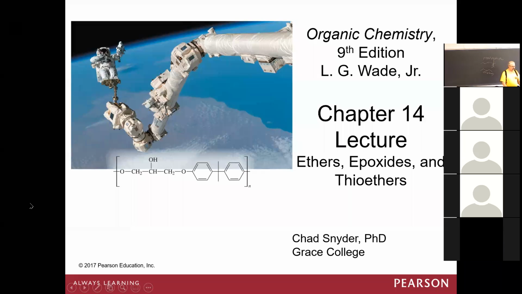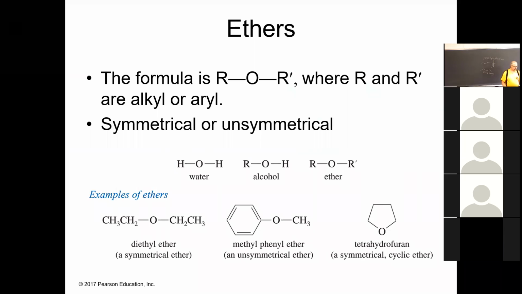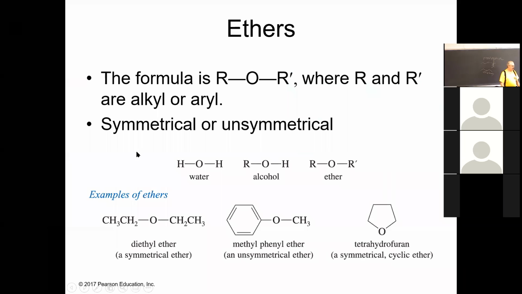All right, ethers, epoxides, and thioethers. The general formula for an ether is ROR prime. R can equal R prime, but it doesn't have to. And R can be either alkyl or aryl. So ethers can be symmetrical or unsymmetrical.